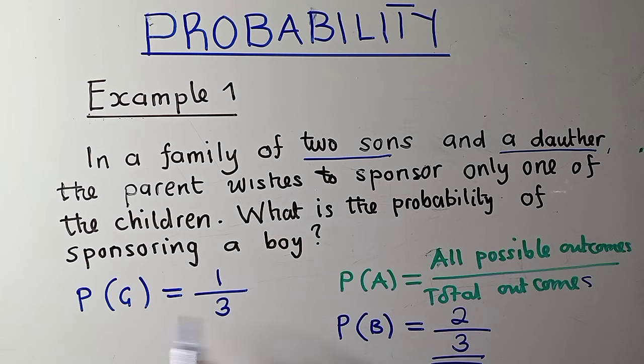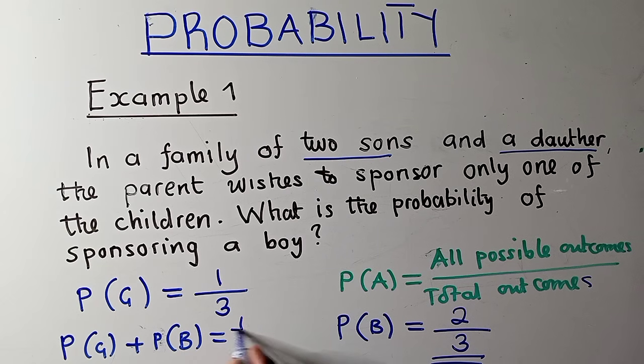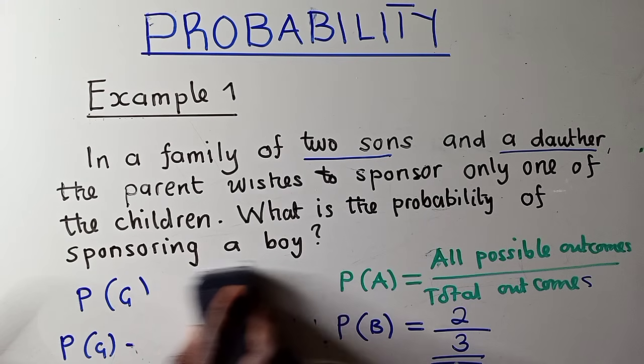So now let's add this probability plus this probability and see if it will give us a 1. Probability of picking a girl plus probability of picking a boy must give us a 1. So we'll say 1 over 3 plus 2 over 3, which is equal to 1. It works. So you have proven that this is correct and this is also correct. Let's try to check another example.